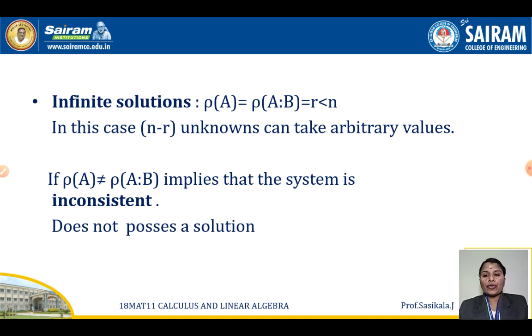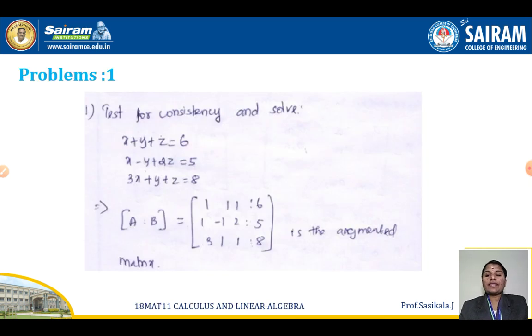Suppose both conditions are not satisfied, that means rank of A is not equal to rank of [A B], that means the ranks are not equal, which implies that the system is inconsistent. So whenever they are equal, you can find a solution and you can say it is consistent. If they are not equal, it will be inconsistent and does not possess solutions. So only these three types are there for a system of equations.